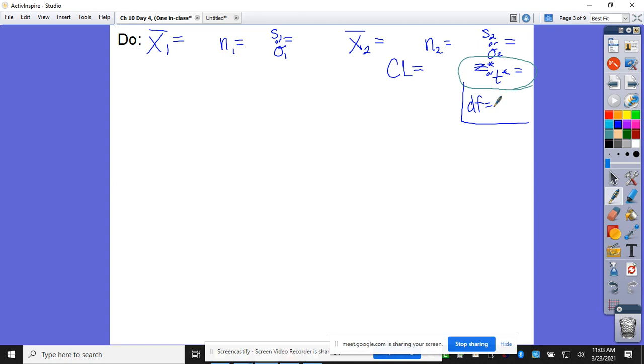But our calculator does it a little bit different, and that's what I want to come back to. Our calculator actually has some equation that's longer than any equation we've ever done in class, just to find degrees of freedom when it's a 2 sample test. And you can use that, but I'll come back to that.